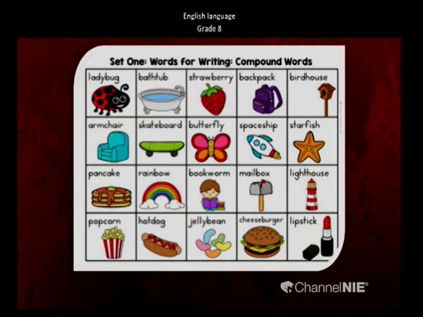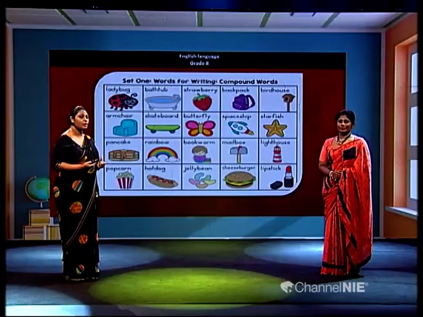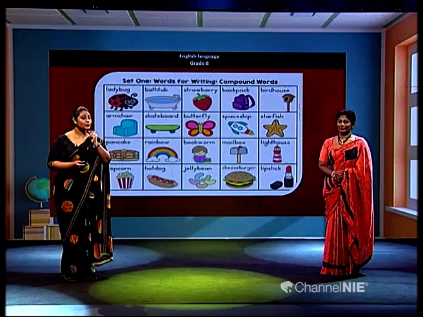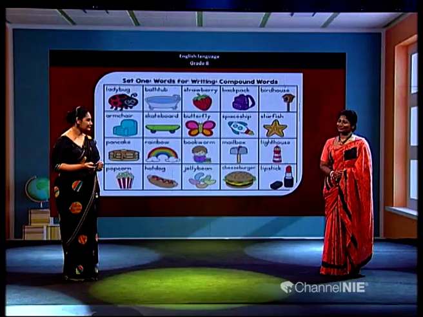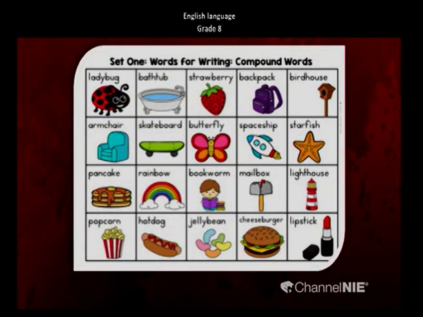Hot dog. Then jelly beans, jelly and bean together. You know what beans are? So when you put these together, jelly bean. Cheeseburger. Cheeseburger is also a compound noun. Cheese and burger. What about lipstick that you apply on your lip? You have already applied? That is right. Even you have applied. Yes. So you have lips and you have a stick. Together you make lipstick. All right, children.